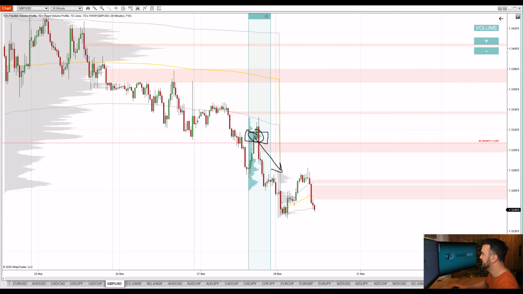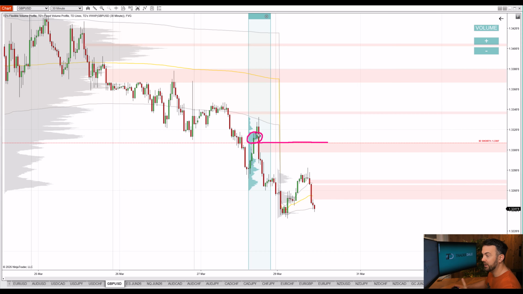And as you can see, this red line, that resistance line that I have here, is at the beginning of that heavy volume cluster, okay? So that's why I have that resistance there. It is at the beginning of this volume cluster, which signifies aggressive sellers, okay?